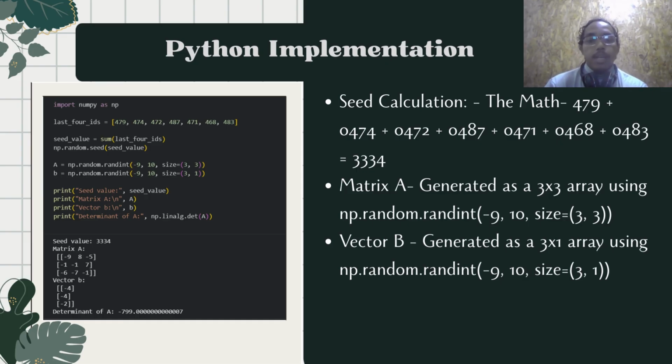Based on our seed of 3334, the Python code generated the following system. Matrix A is, as you can see, matrix A, and vector B is. These integers serve as coefficients for the system of linear equations that my teammates will solve in the next section.